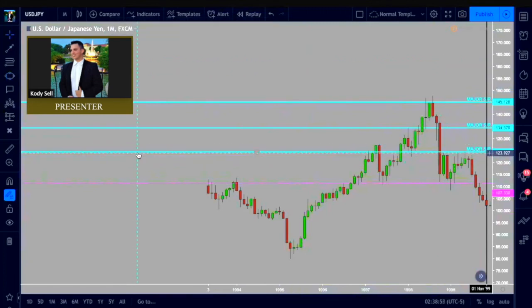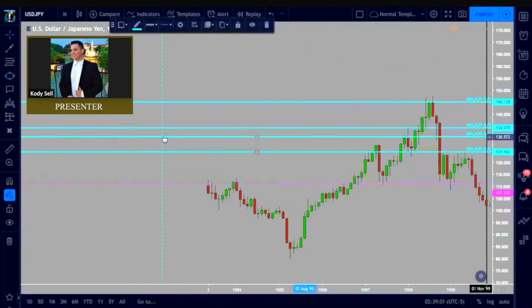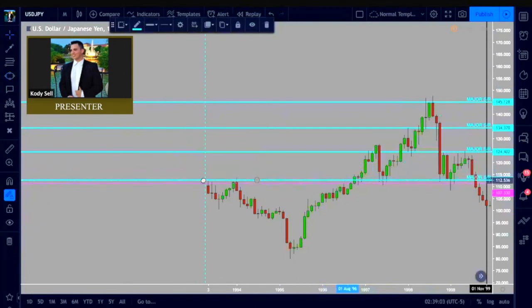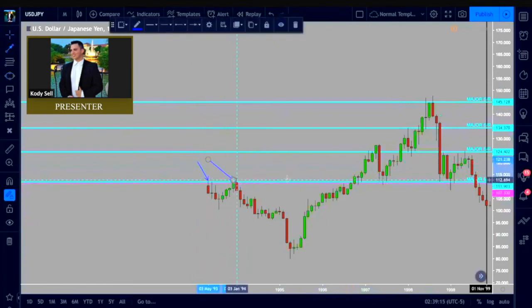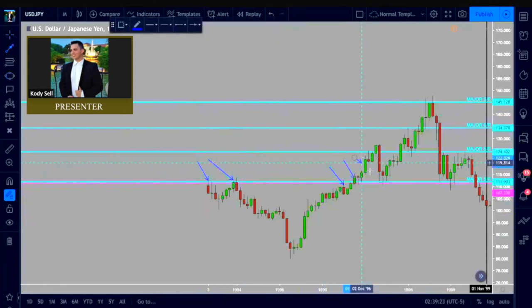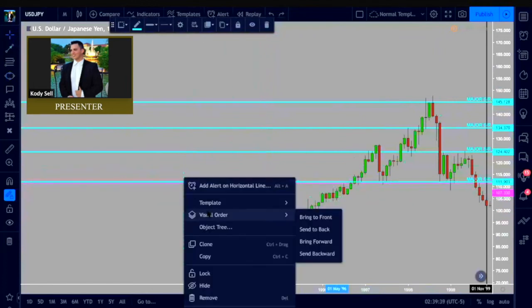Now, the next level I'm going to be looking at, so we'll clone here, bring us on down. Looks like there's a clear level right in here, and this is probably my favorite level. Let's see if we can get it a little exact, something right about there. So that we're clear, resistance, resistance, resistance, and then when we broke, we retested as support, came back, found support, came back, found support. So I like this level. It's showing support and resistance pretty well. This is an important level to have marked.